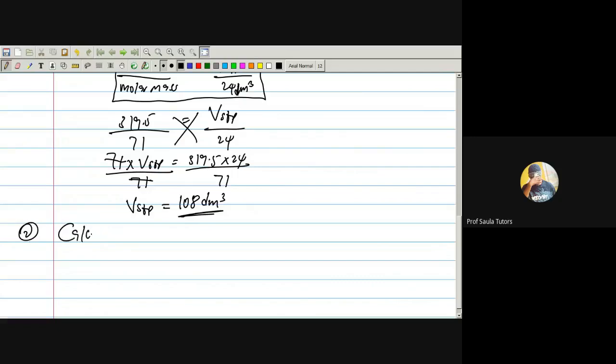Calculate the volume of 3.0 mole of hydrogen gas at room temperature.